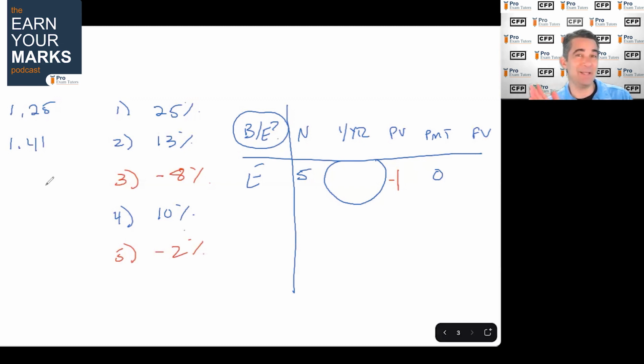So how do we deal with that? Well, I'm just going to take 92% of my $1.41, times 0.92. Okay, so now we're at $1.2995, just call it $1.30.